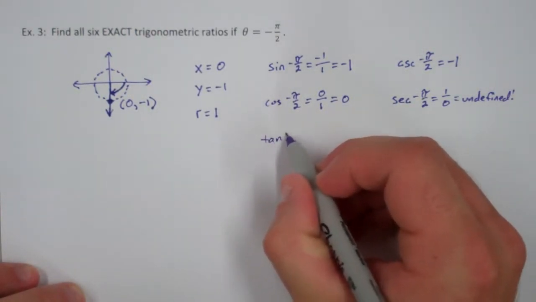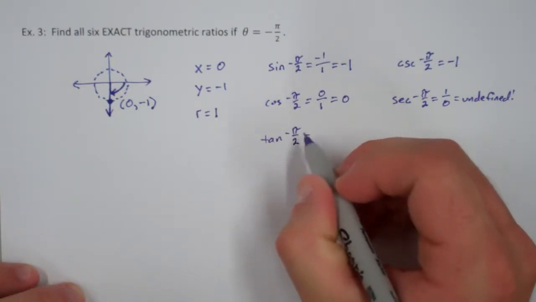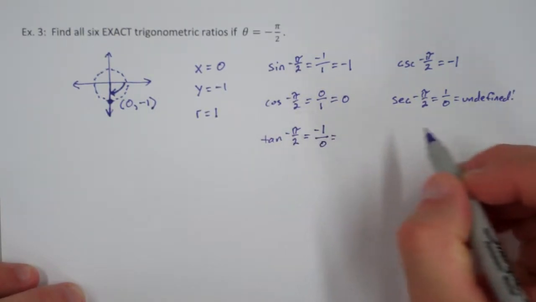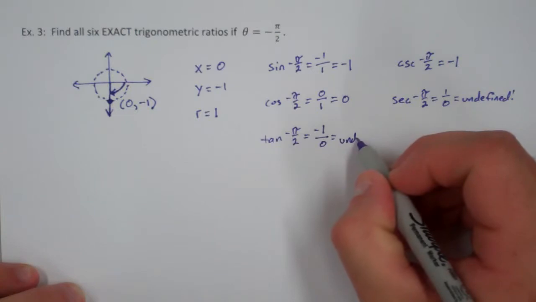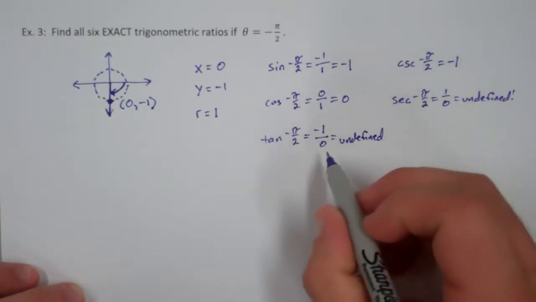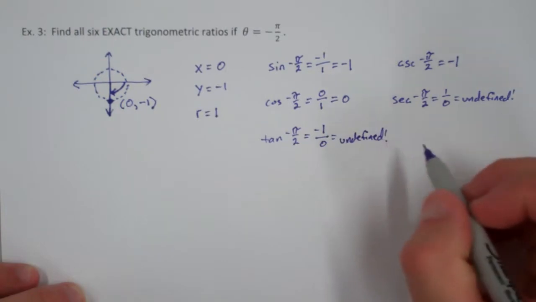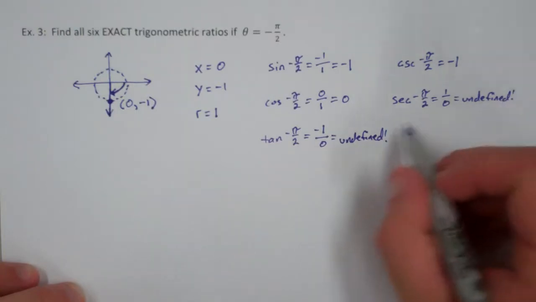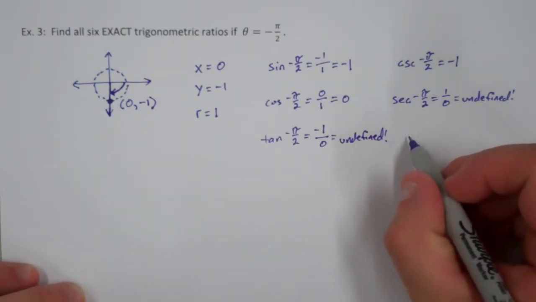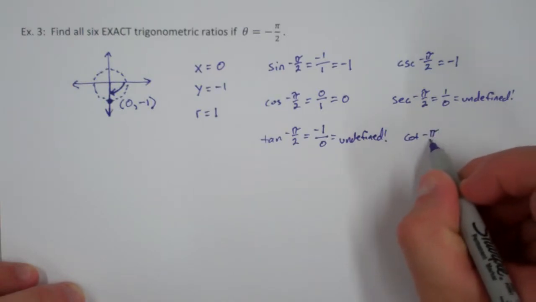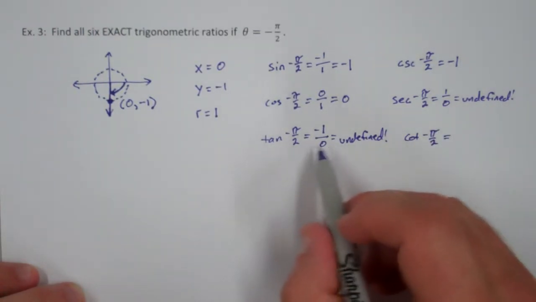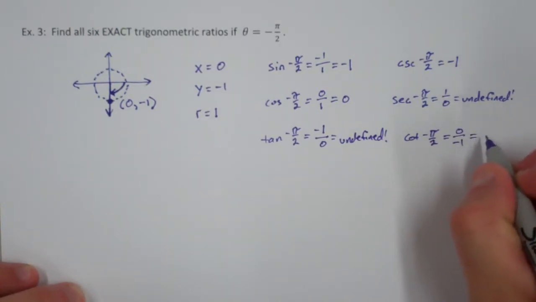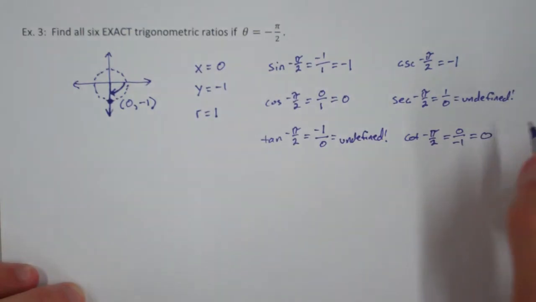The tangent of negative pi over 2 will be y over x, so negative 1 over 0. Just like the secant, that is undefined. Anytime we have division by 0, that's undefined. Suppose you don't have to put the exclamation point there, but you know, keep things similar here between the secant and the tangent. And then the cotangent of negative pi over 2, we'll just take this tangent ratio and use the reciprocal there, flip it. And so 0 divided by negative 1 is 0. That one does exist.